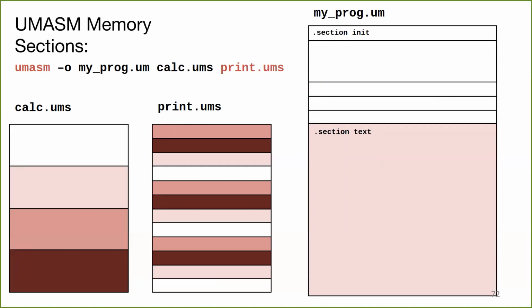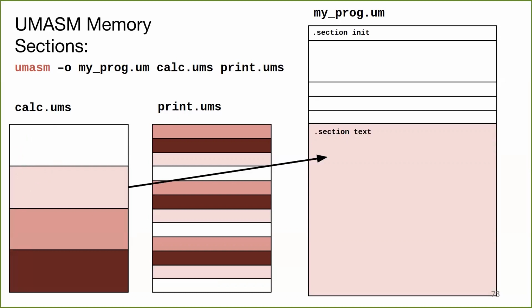We go back to the first file and find the next newly named section that wasn't already dealt with. In this example, that's this text section. So the UMASM program now wants to build a text section because it was the next non-init section found in the first file. So now we repeat the process for the text section.